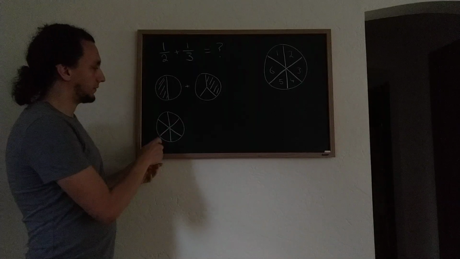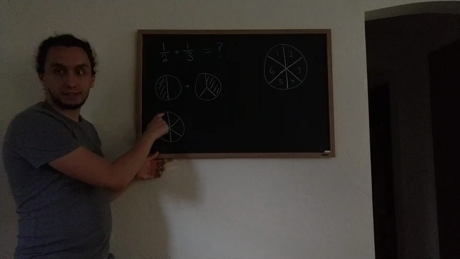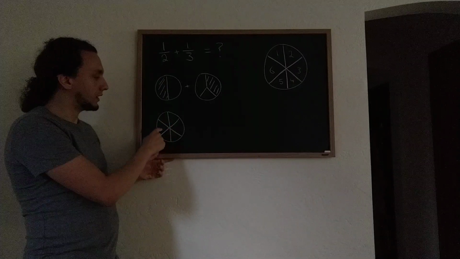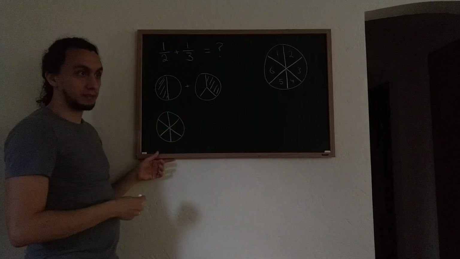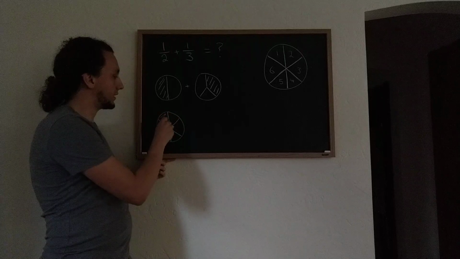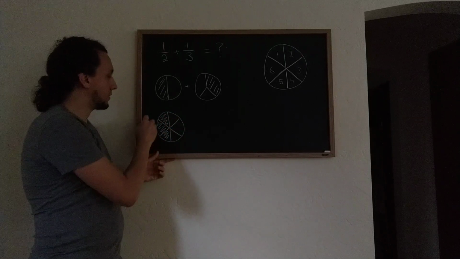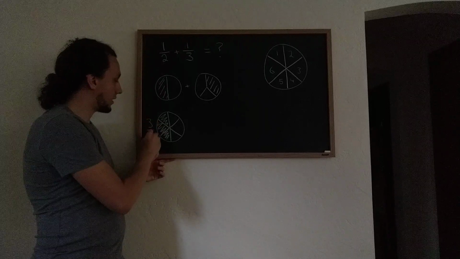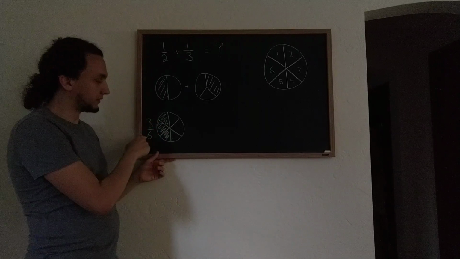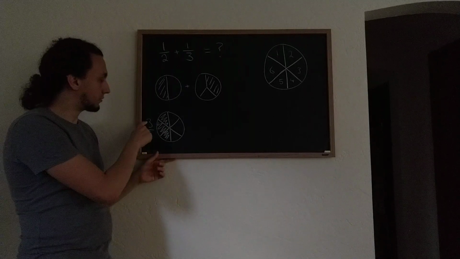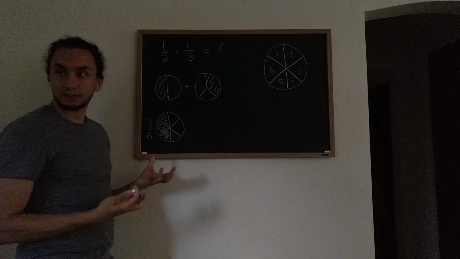Okay, here's my circle divided into 6 pieces. How many of these pieces do I need to color in before I get exactly 1/2? 3. 1, 2, 3. Because 3/6, 3 out of 6 pieces, is the same as 1/2, because 3 is 1/2 of 6.